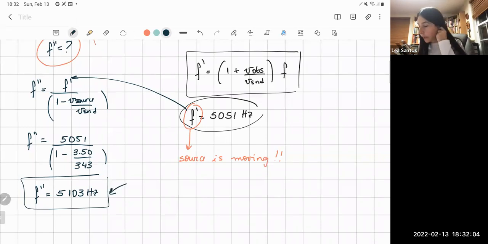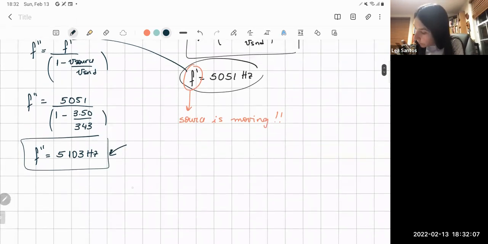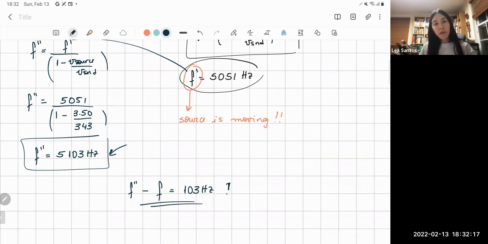Now, if we compare this frequency with the original frequency from the source, we see that we have a shift of 103 hertz. So that's the end of the problem.